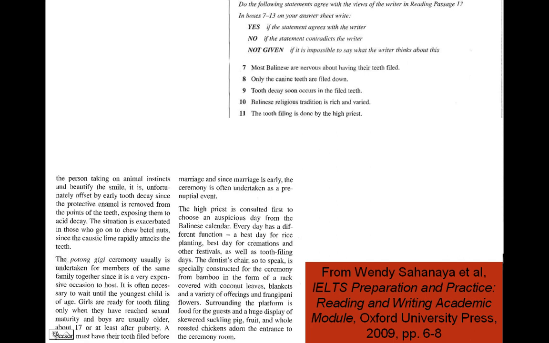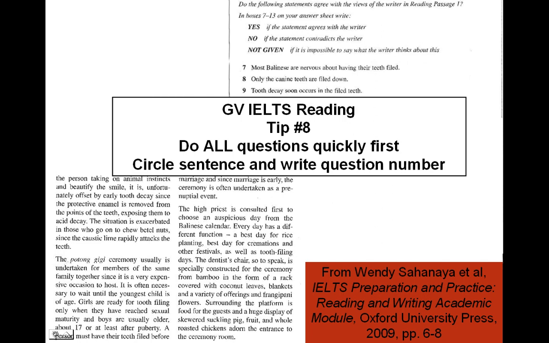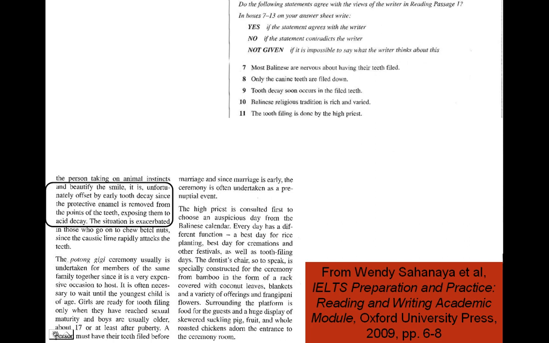One strategy that I want to show you on here is to do all the questions quickly first and to circle the sentence where you found the information. So in your question book, you'll see the articles, and like this, when you find the answer to number 9, number 11, you would circle that and also write the question number. This can help you in 2 ways. First, what happens when you want to find the answer number 10? Well, if I can't find it, now I know where to look. It's between number 9 and number 11.